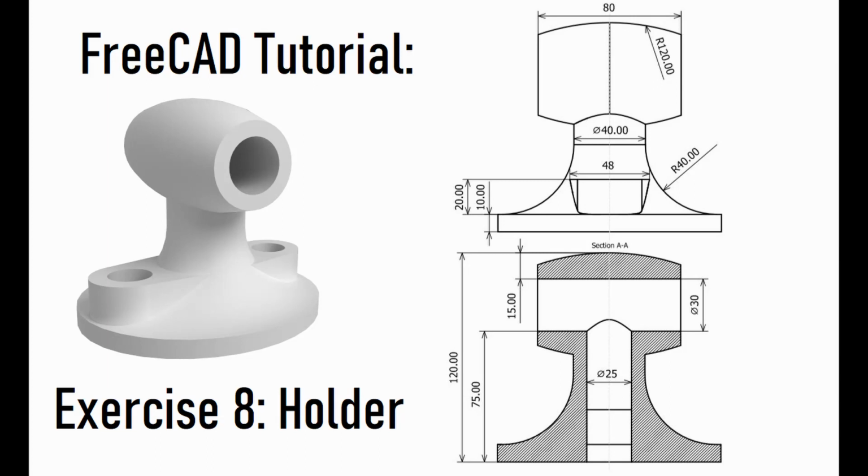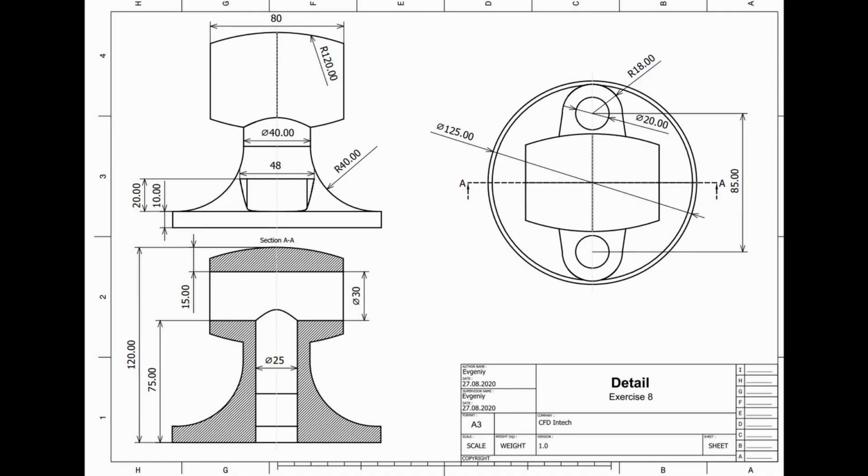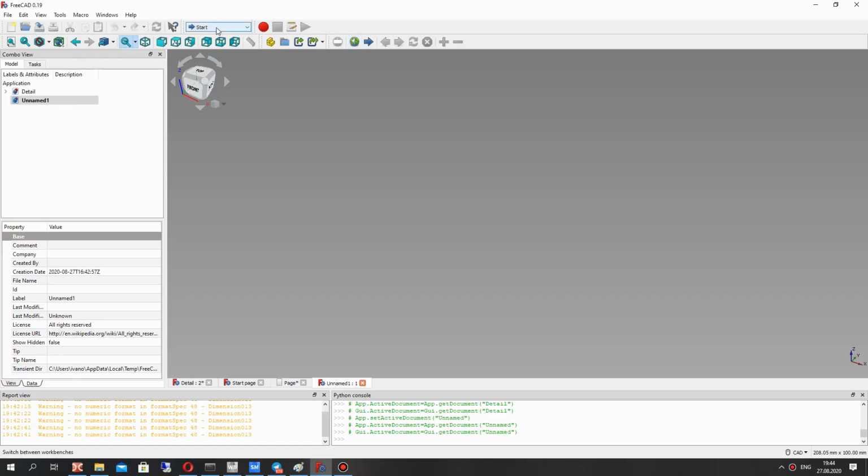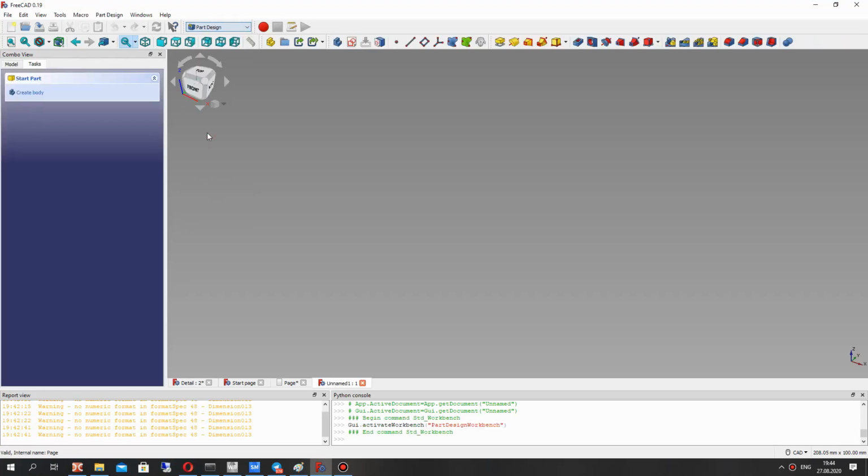Hello guys, in this FreeCAD tutorial I will show you how to create the holder model from this draft. We will be using this dimension for creating the model, and let's open FreeCAD, open the PartDesign Workbench and create the model.